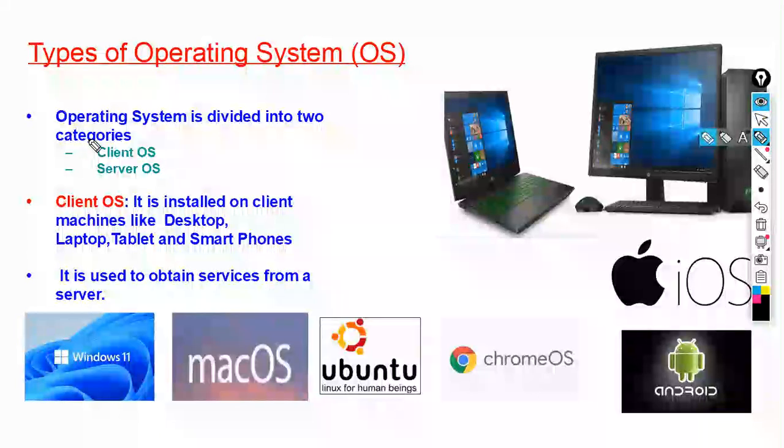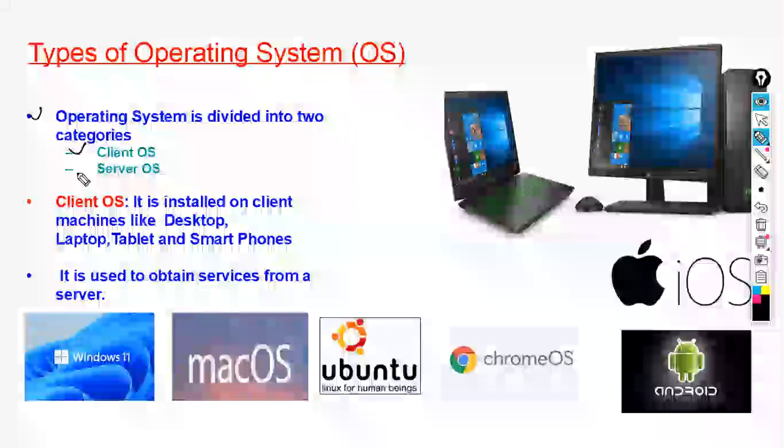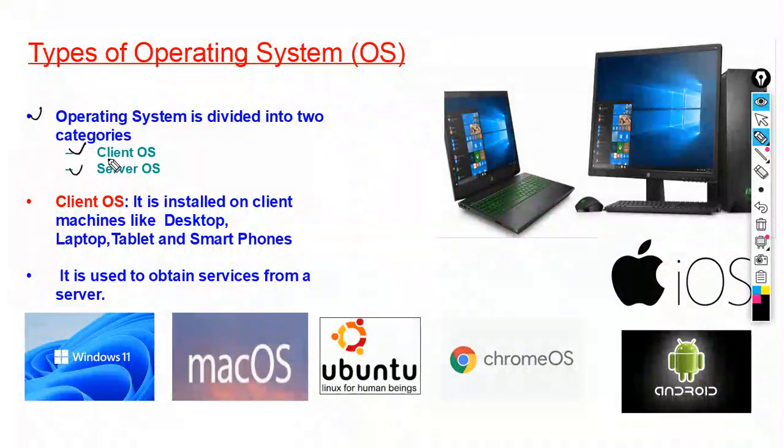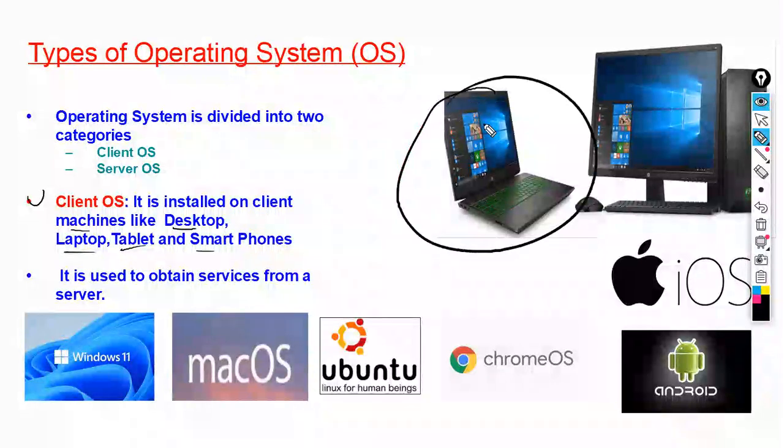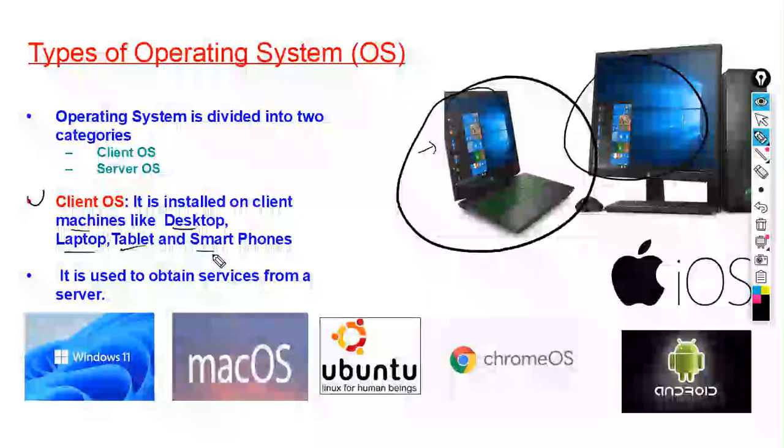Then guys, we are having different operating system types like client operating system and server operating system. So what is the difference between client operating system and server operating system? Client operating system is installed on client machines like desktop, laptop, tablet, smartphone. So these are the client PCs. And you will install the client operating system onto these end devices, like desktop, laptop, tablet, smartphones, etc.